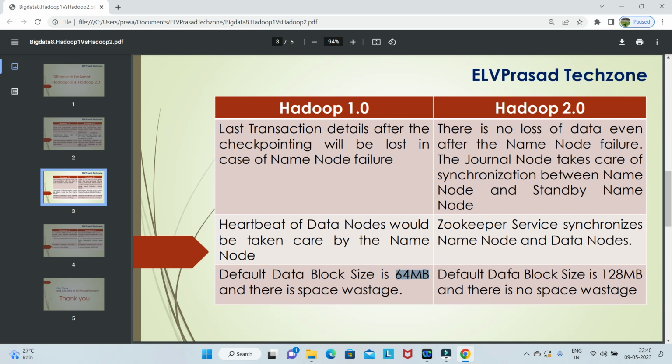But in 2.0, the default block size is 128 MB, and there is no space wastage. For example, if the data we are getting in the block is only 100 MB, the remaining 28 MB can be utilized in some other way. So there is no space wastage in 2.0 architecture.